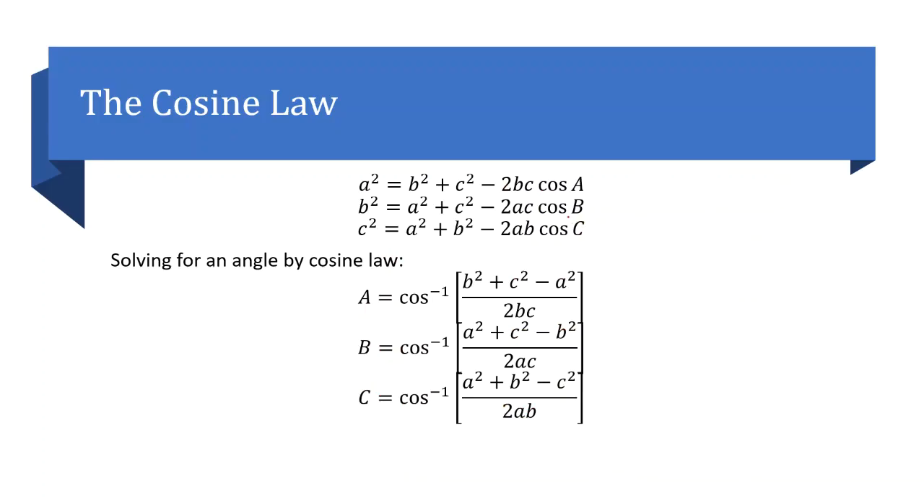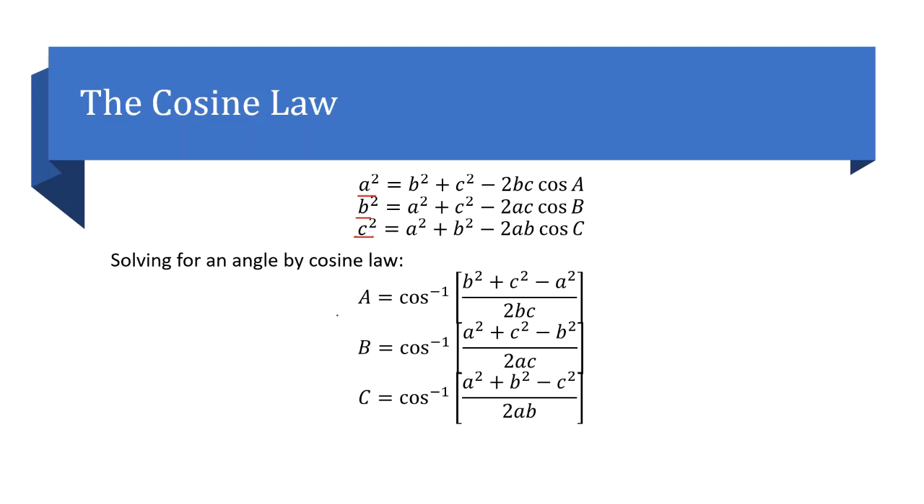We also have what we call the cosine law. In order for us to find side A, side B, and side C, these are the formulas that we can use. Basically, they are just the reverse of each other. You just have to alter the equation. If you are looking for A, this is your formula. If you're looking for B, this is your formula. And if you are looking for C, this is your formula.